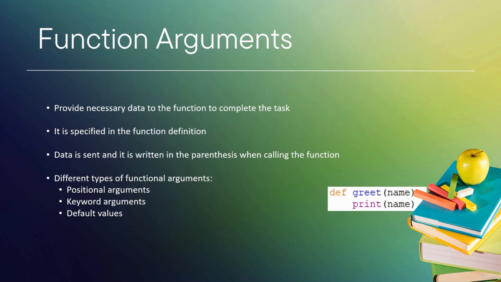These basically provide necessary data to the function to complete a particular task. It is specified in the function definition. Data is sent and it is written in the parentheses when calling the function. And there are different types of function arguments: positional arguments, keyword arguments, and there are also default values that we will have a look at.